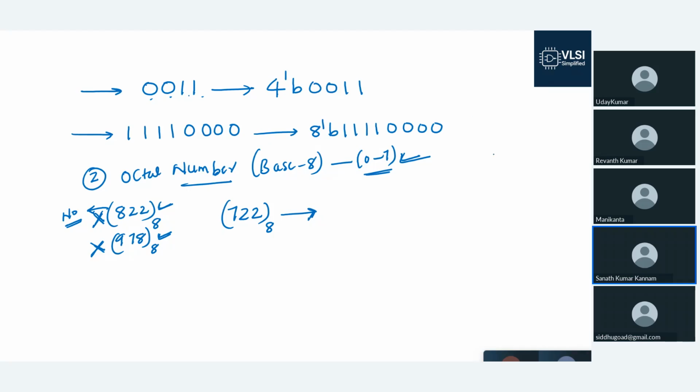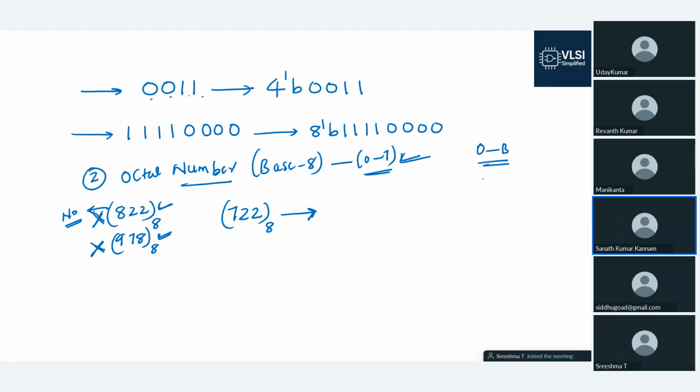In the number system conversions, you can go through my playlist. I explained the conversion of one number system into another there, like how to convert octal to binary. So each and every digit I need to represent in binary. This is 722, so this is represented as 111, and this is 010, and this is 010.